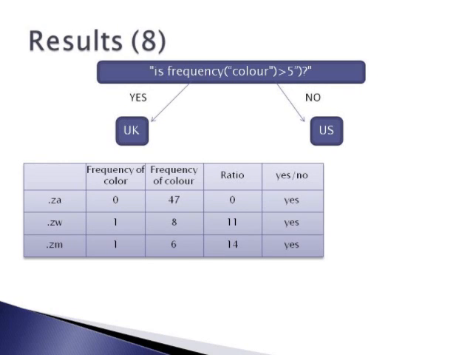This shows the application of the decision tree, is frequency of COLOUR more than 5? This table shows that with South Africa, Zimbabwe, and Zambia, they all answered yes because they do have a frequency over 5, and so according to the tree, they all prefer UK spelling.